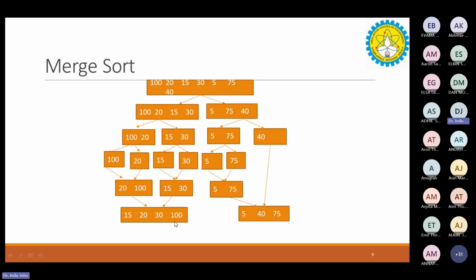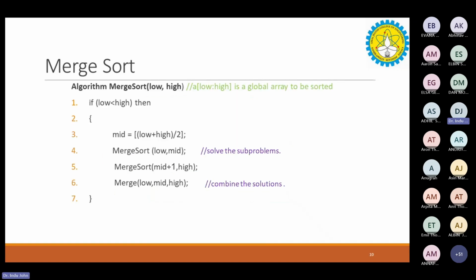The last step is to combine these two sorted arrays, so thus you will get a sorting of the original array. This is just an illustration of merge sort on an example array. Now we will look at the algorithm.